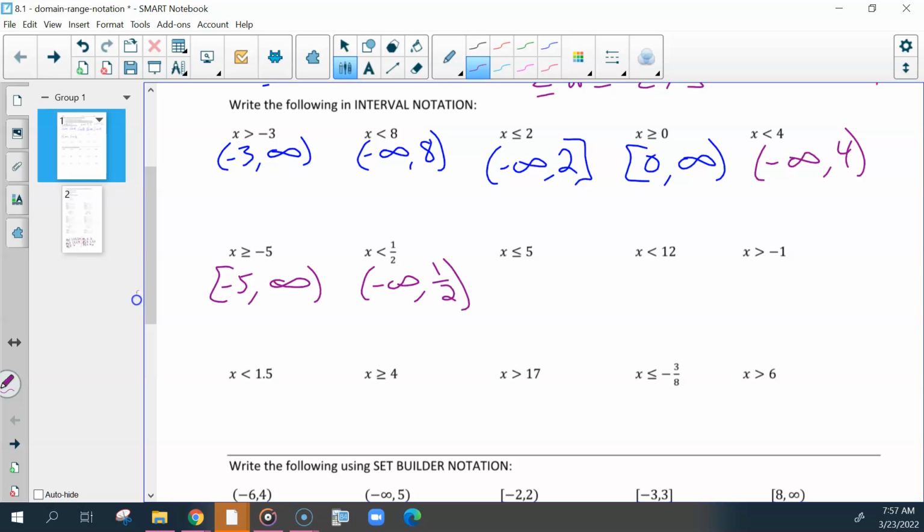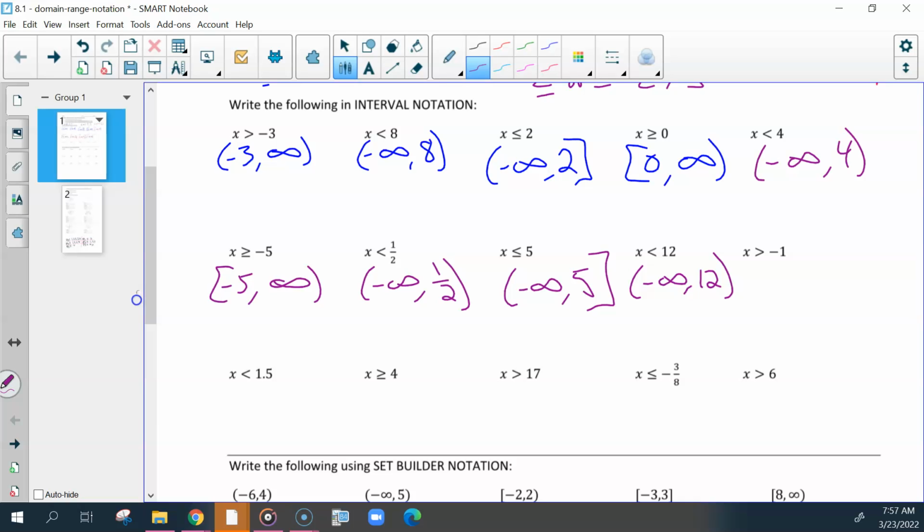X is less than or equal to 5. Where would that start? Negative infinity. It would stop at 5. Parenthesis or bracket? Bracket. X is less than 12. Would also start at negative infinity. Stop at 12. Parenthesis or bracket?